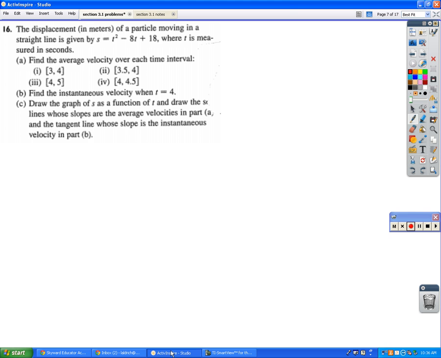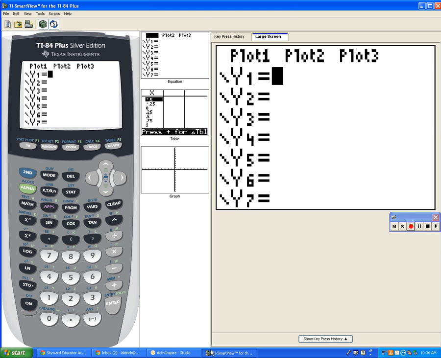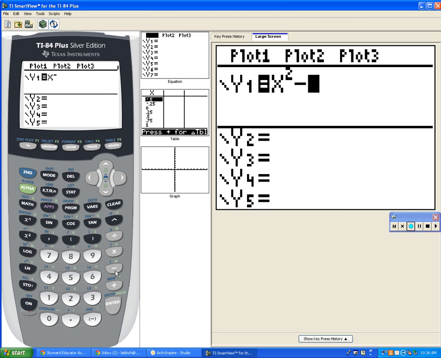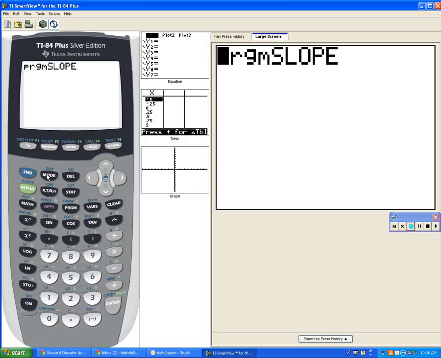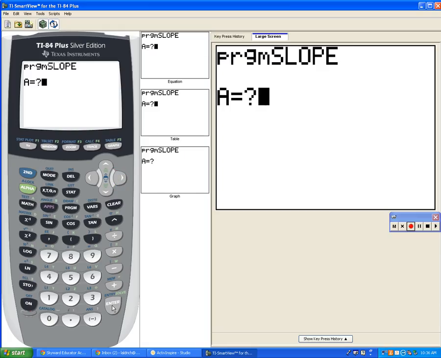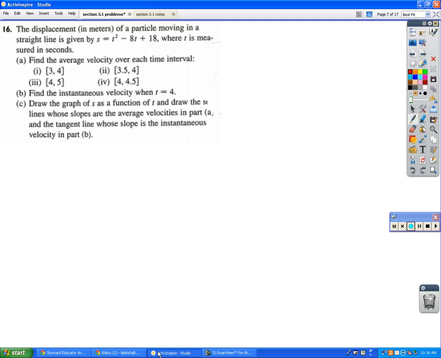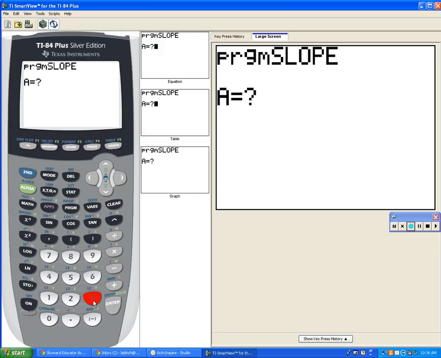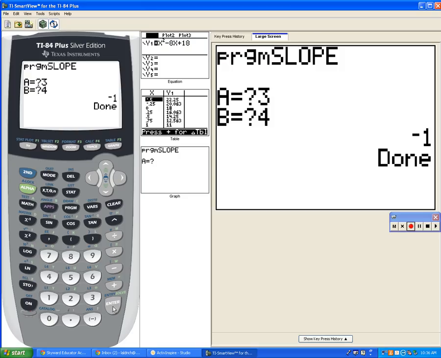So x squared minus 8x plus 18 goes into here. Now if you run this program, does this work? What's the first point? Is it 3, 4? Okay. And then the next one is 4. And then we get a slope of -1. Is that what you guys got?